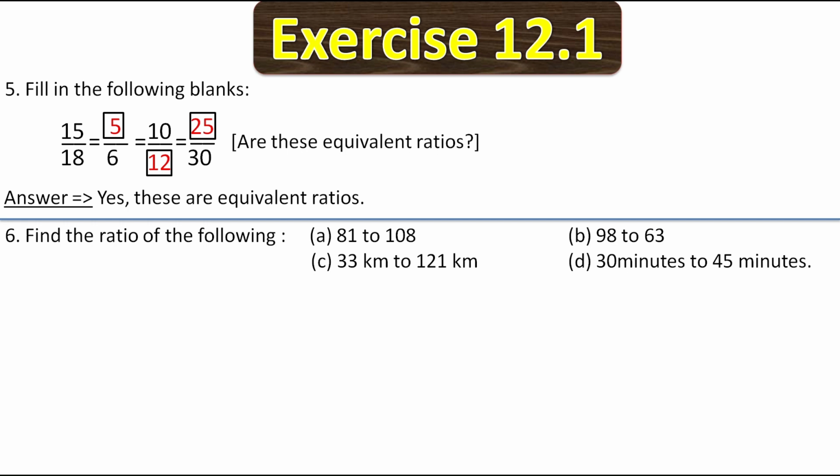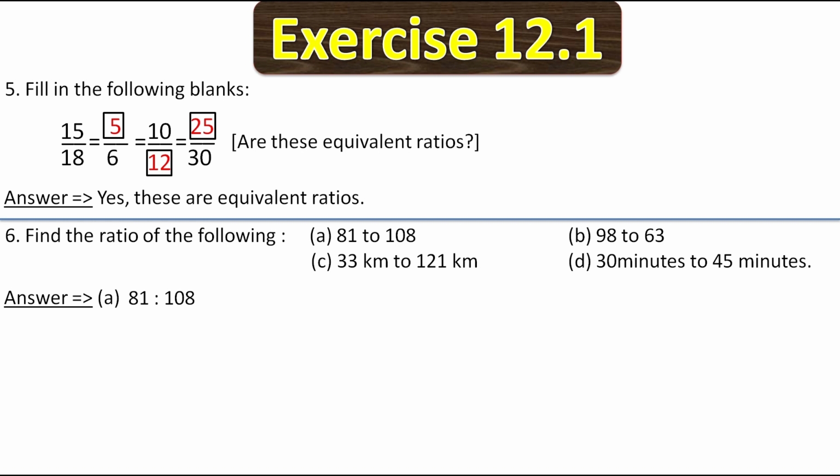Now first one we have 81 to 108. So how to write that? 81 is to 108. Now we should not keep it as it is. We have to convert it in the simplest form. They will not say to find the simplest form of the ratio. They will just say find the ratio. Then we have to think that we have to find the simplest form of the ratio.